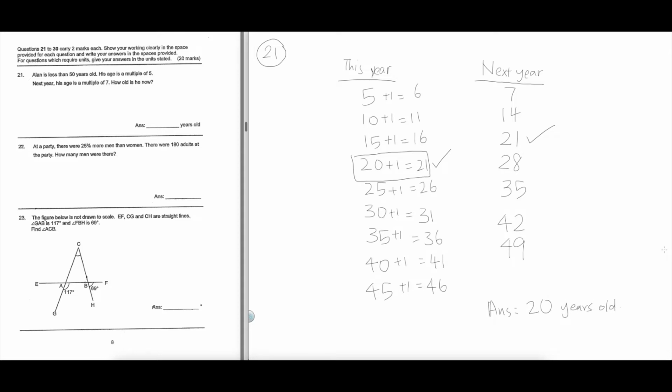Okay, pretty straightforward, because if this year you are 50, next year you'll be 50 plus 1. Your age next year always adds 1. We always add 1 to our age, okay, every year. So this is just how you do it. And yeah, he's 20 years old this year. Okay, moving on to question 22.